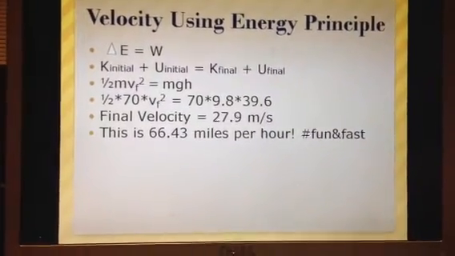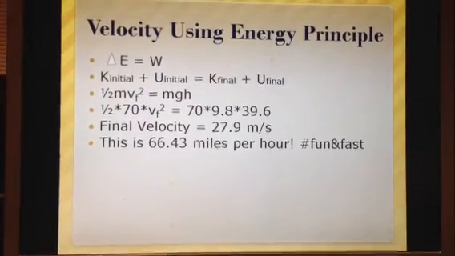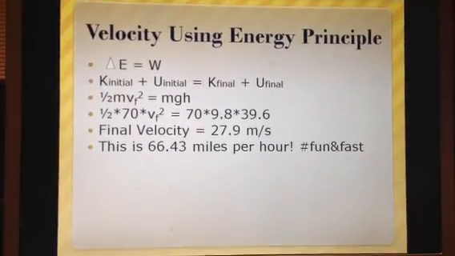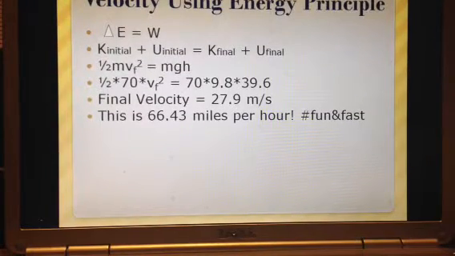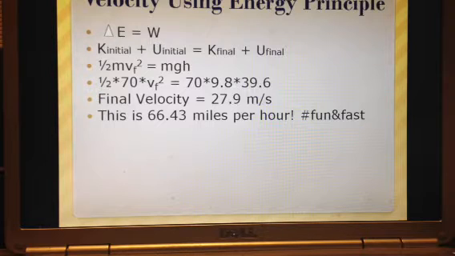Velocity, using the energy principle. The change in energy is equal to work. So we have K initial plus U initial equals K final plus U final. 1/2 m vf squared equals mgh. We know this because U goes to 0, and in the end, so does Ki. So 1/2 times 70 times vf squared equals 70 times 9.8 times 39.6. That's all using the height, gravity, and the different constants. So the final velocity is equal to 27.9 meters per second. That's 66.43 miles per hour. So this rope swing is definitely a thrill.